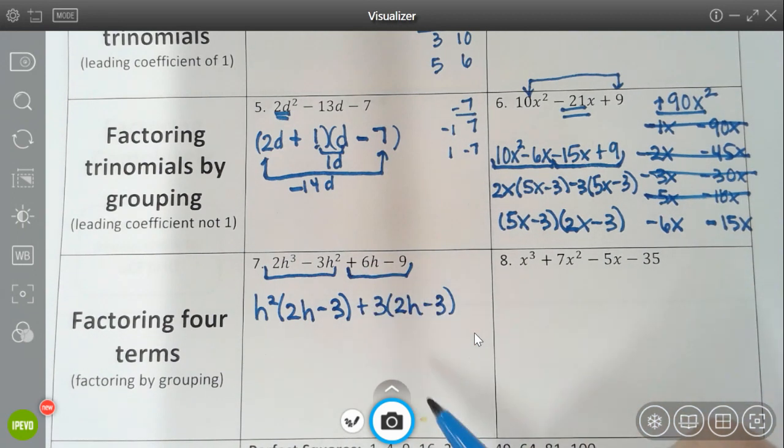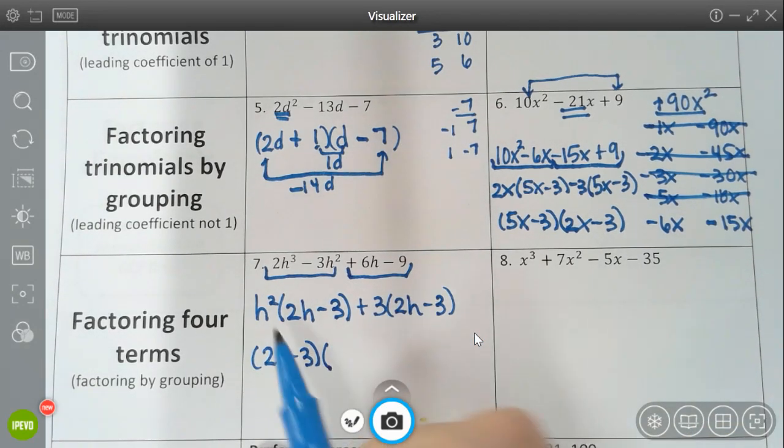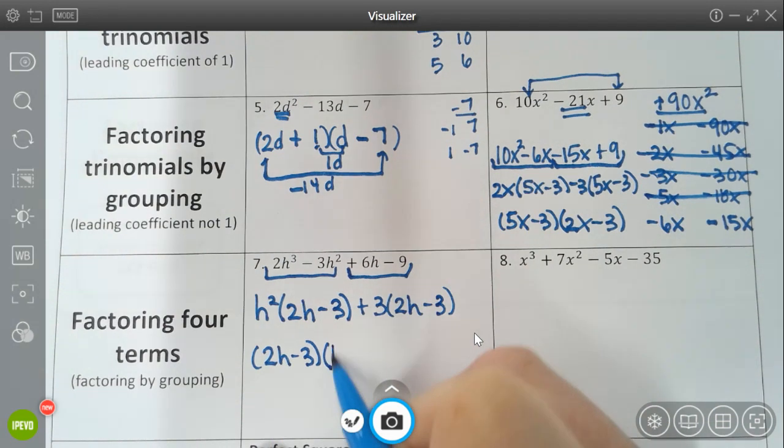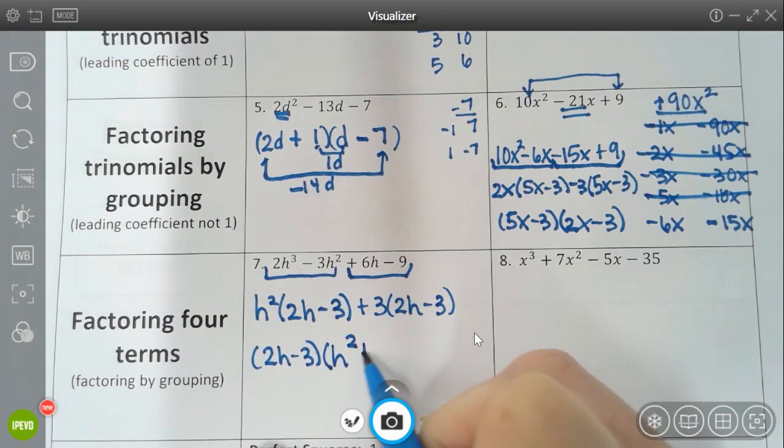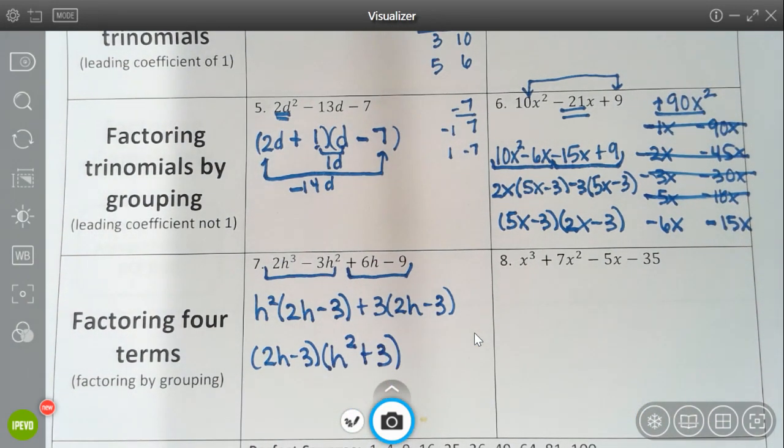Once again, I know factoring by grouping is working because I now have that common binomial factor. So I'm going to factor out from each group there that 2h minus 3. And in parentheses, I'm going to write the remaining factor here, which would be h squared, and then the remaining factor here, which would be positive 3.